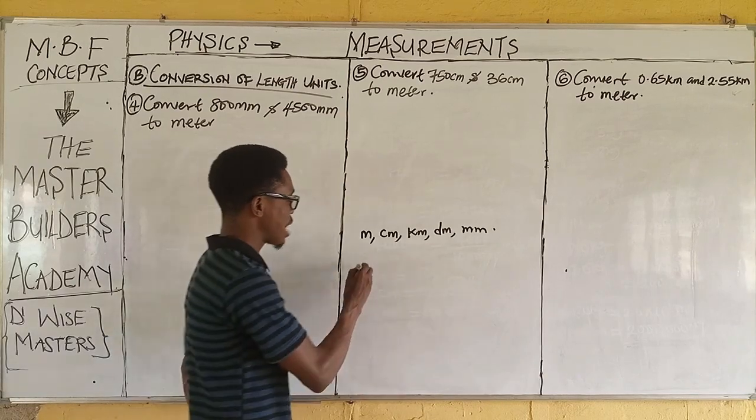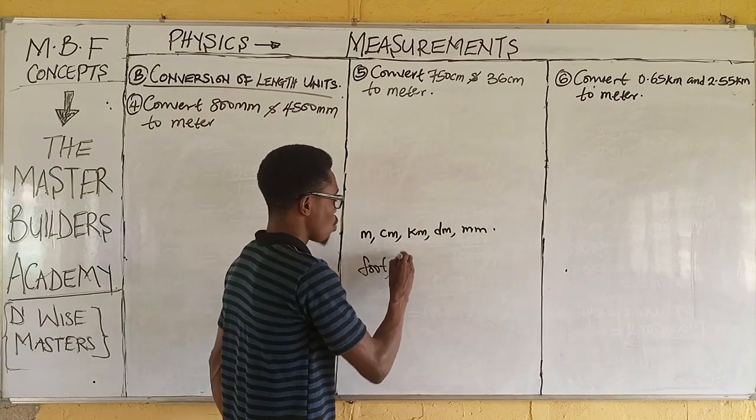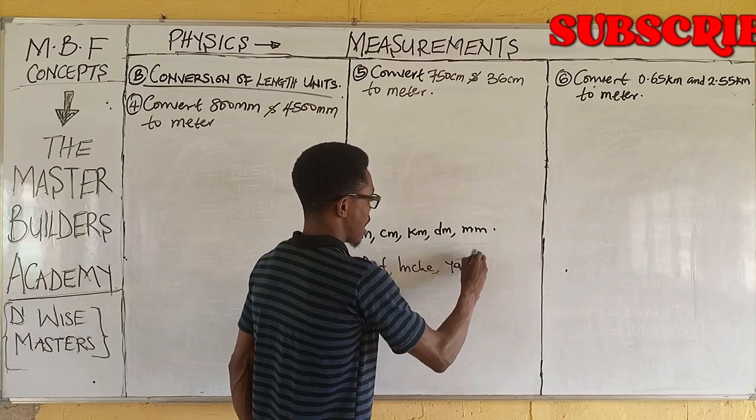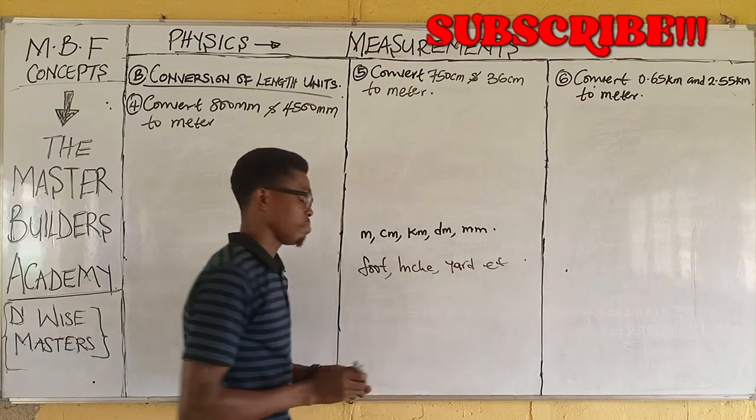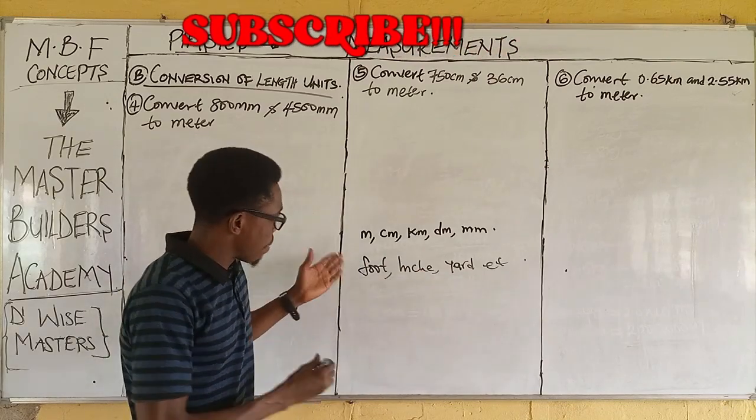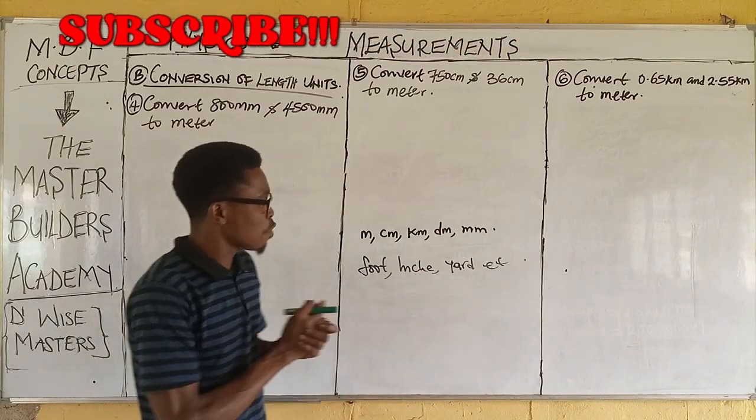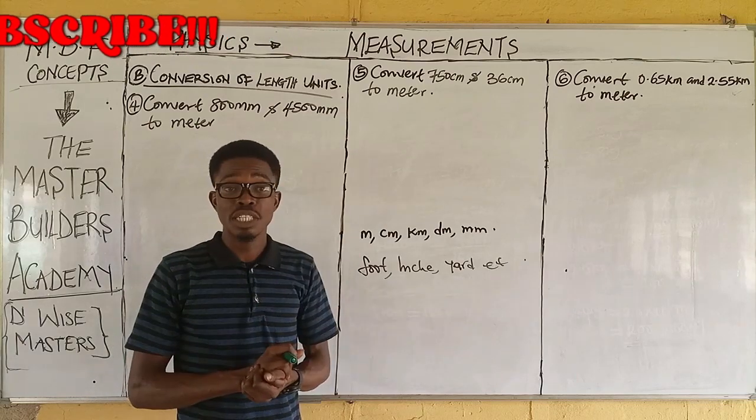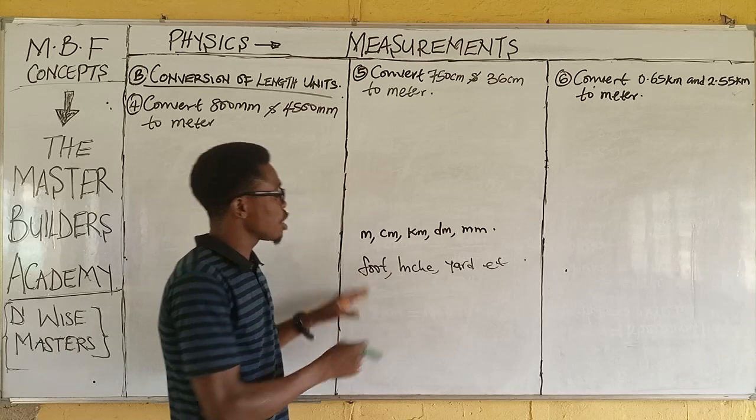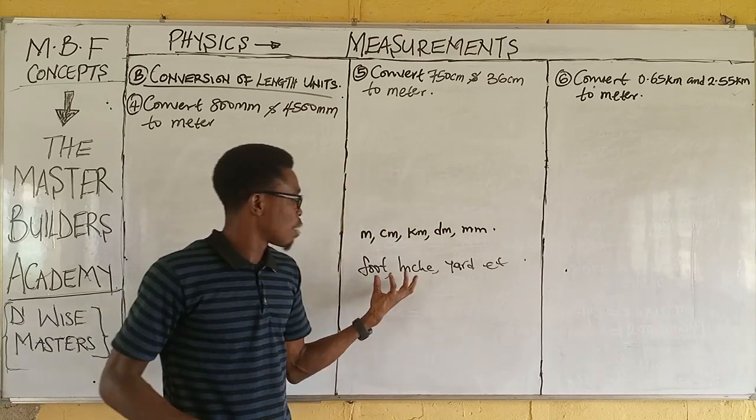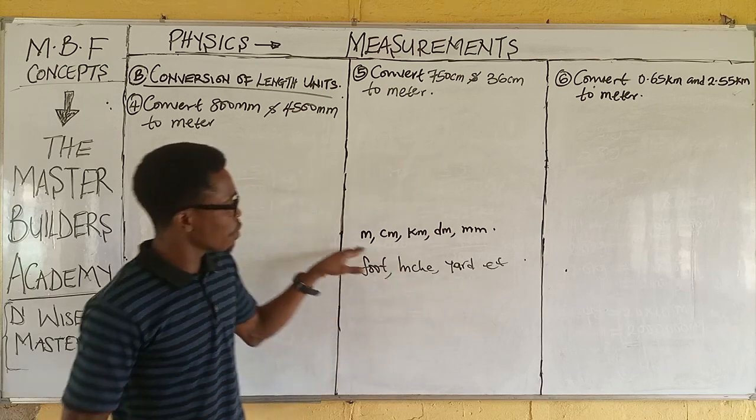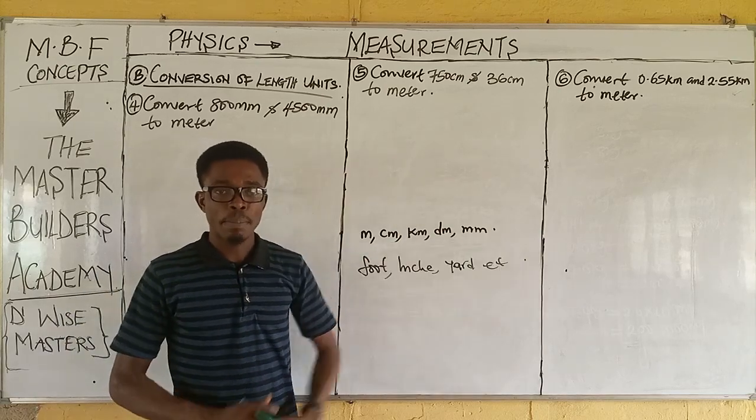For imperial, that is where you have the foot, inch, yard, and so on. These are imperial units. But now we are focusing on metric units. In another video, we will look at how to convert the relationship between imperial units and metric units. But in this video, let's quickly focus on the metric unit.